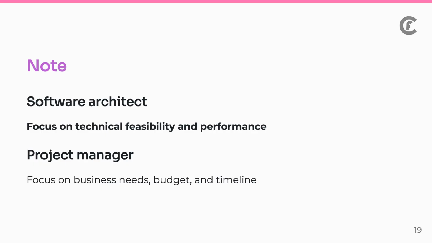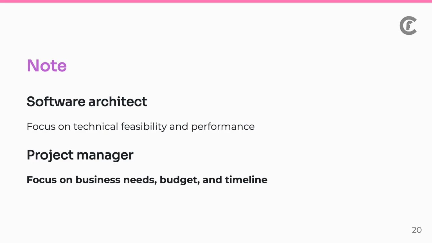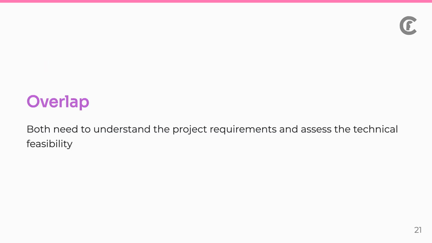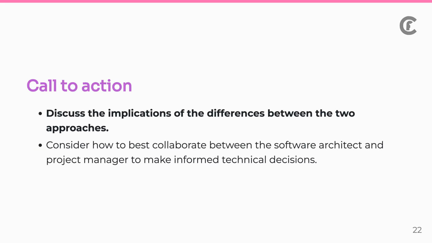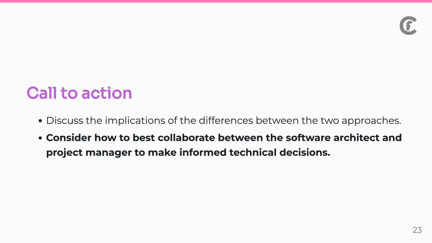The software architect is primarily concerned with technical feasibility and performance, while the project manager is more focused on business needs, budget, and timeline. There is some overlap between the two roles, as both need to understand the project requirements and assess the technical feasibility. So the call to action would be, first, discuss the implications of the differences between the two approaches. Second, consider how to best collaborate between the software architect and project manager to make informed technical decisions.